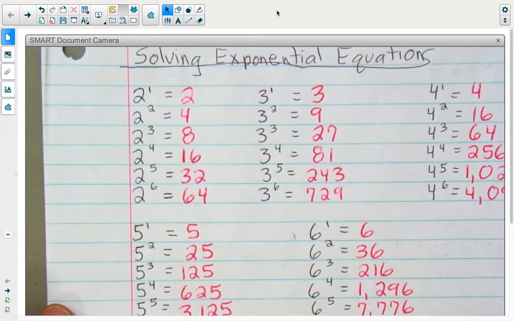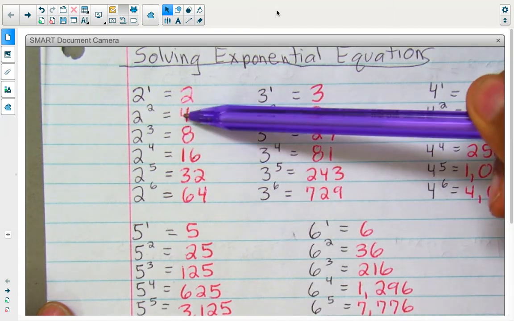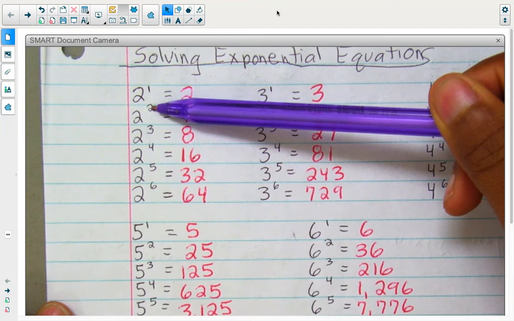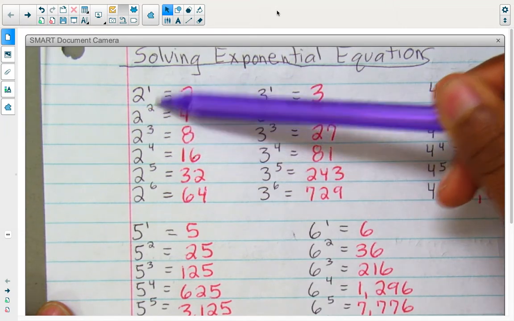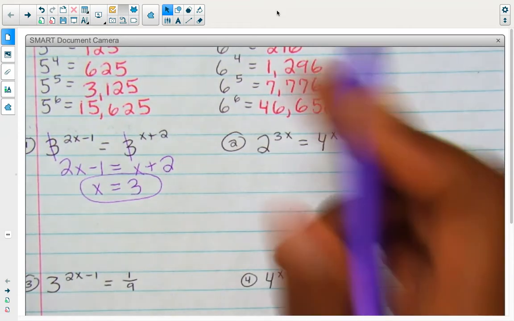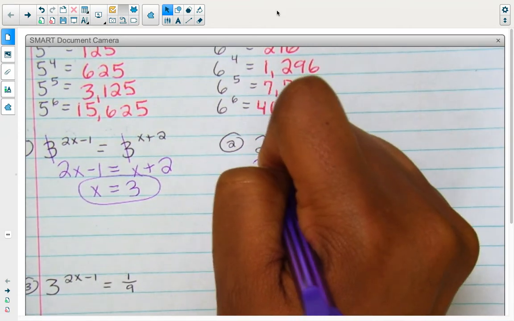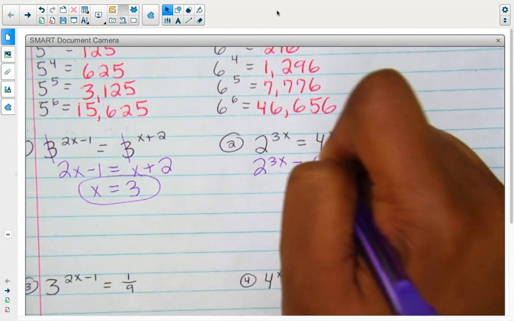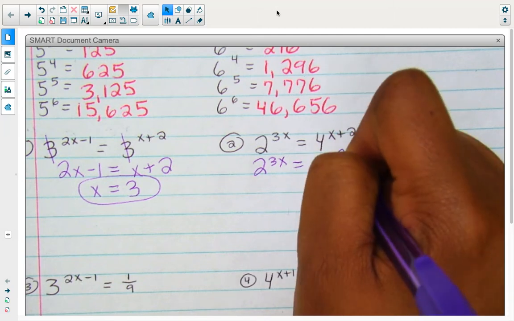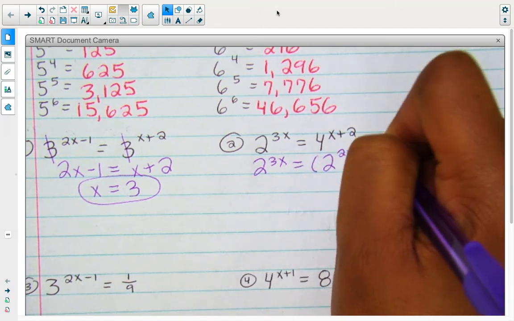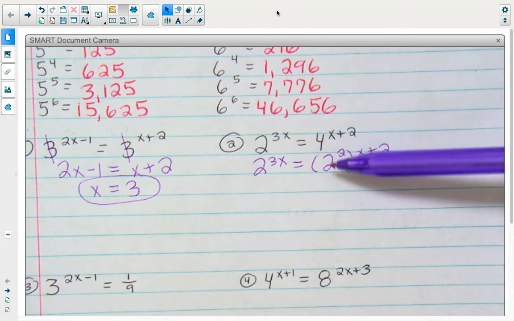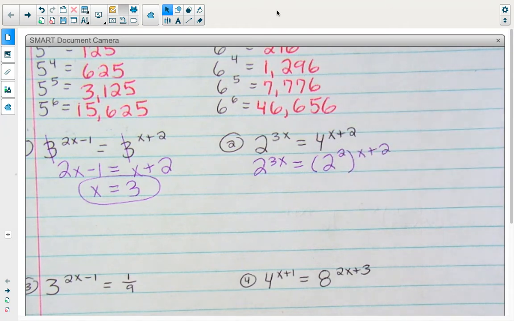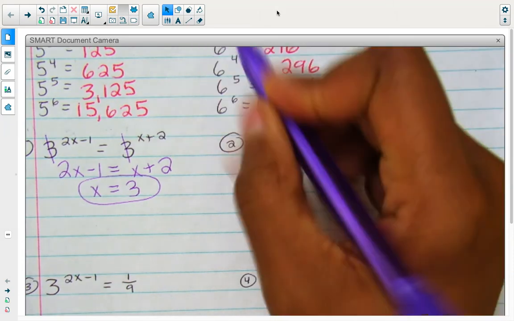If I come up here, the reason why I like this chart here, I see the number 4. I see that we can change 4 to 2 squared. So we're going to make a substitution and make 4 be 2 squared. So the left-hand side is going to stay the same. 4 is going to be 2 squared, and then x plus 2. So notice my exponents stay the same. I just changed 4 to 2 squared. Now from here, the bases cancel.